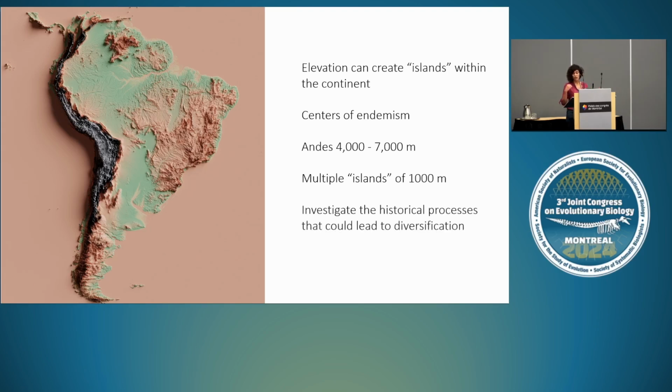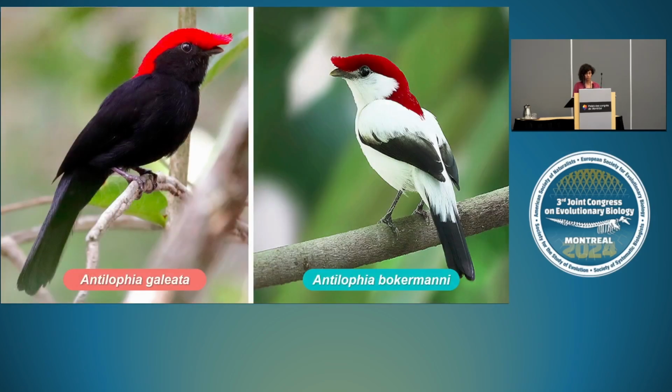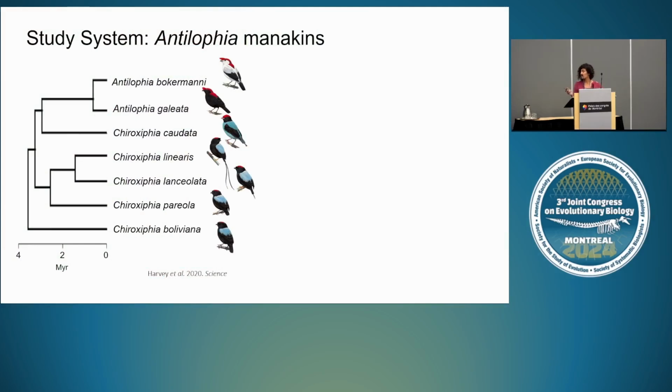But because they are understudied, we propose to investigate the historical processes that could lead to diversification in those little islands within the continent. So here I introduce the model that we're using, those two sister species of manakins, Antilophia galliata and Antilophia bokermani. They are nested within a very charismatic group of manakin birds, those little blue guys.